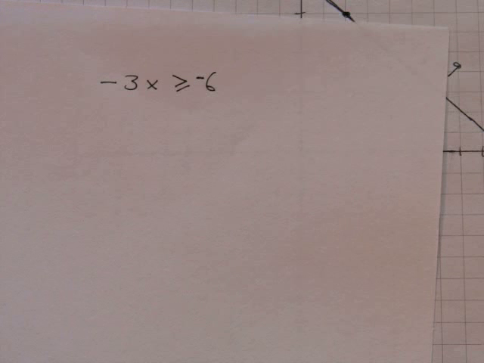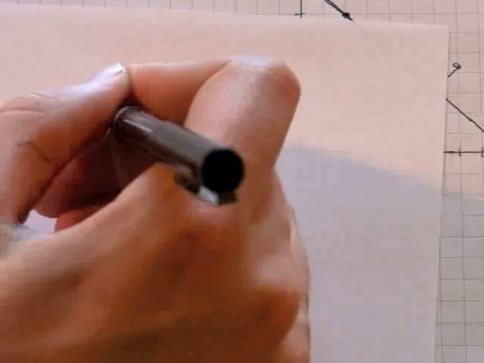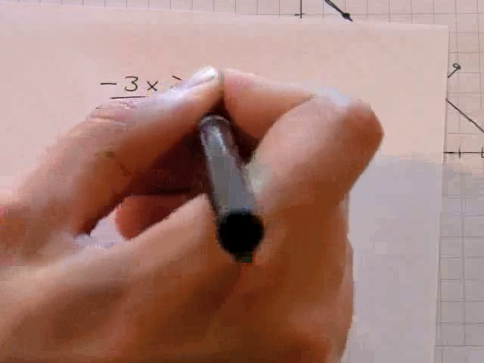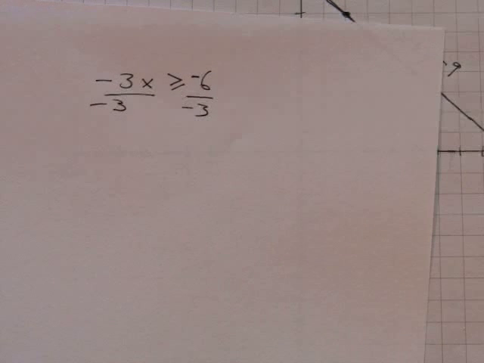So we see to isolate x, we're going to have to divide by -3. So we've now divided by a negative number, and like I said before, we have to reverse the sign.